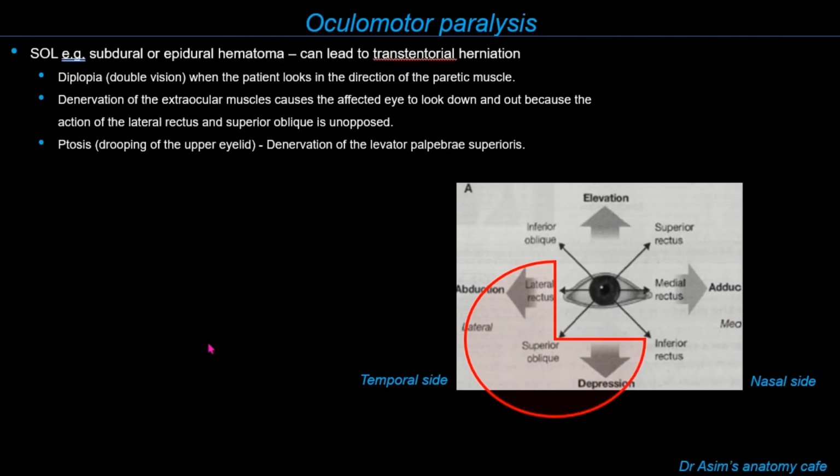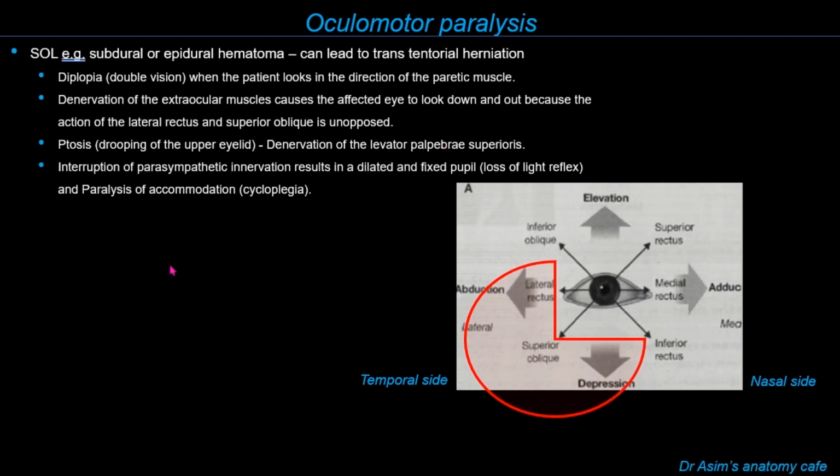Then we also know that the third cranial nerve innervates the levator palpebrae superioris muscle. One of the actions of the levator palpebrae superioris muscle is to pull the eyelid up, and consequently a lesion of the third cranial nerve will lead to paralysis of this muscle, thus leading to dropping of the upper eyelid, which is also known as ptosis.